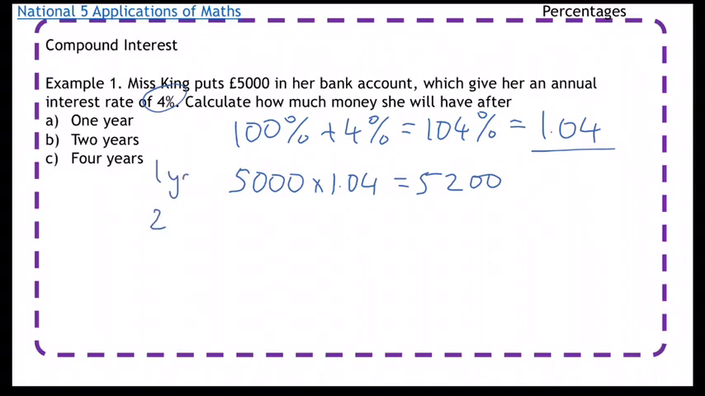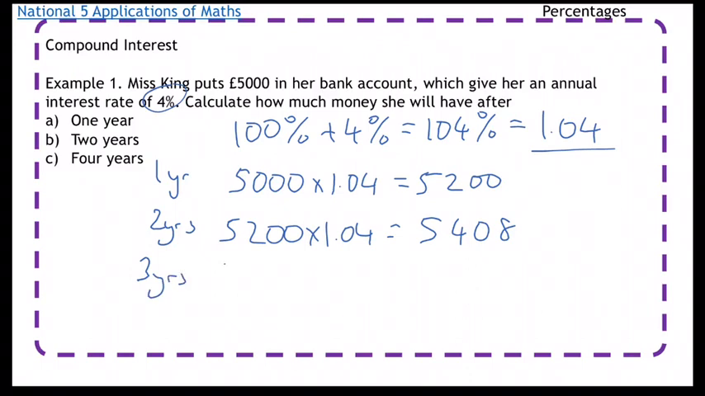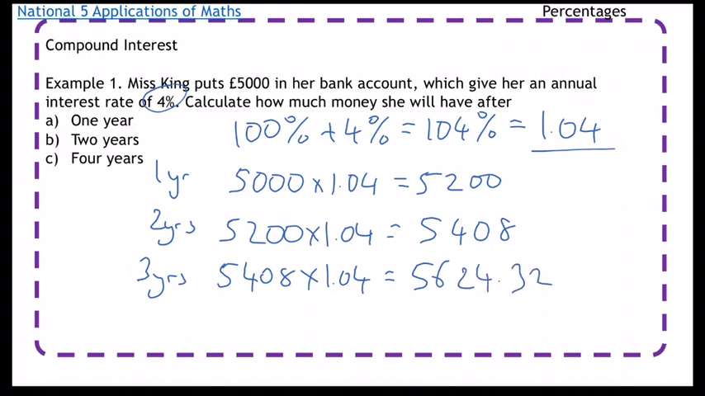For 2 years, I take the amount from the end of year 1 and times it by the same multiplier again, 1.04, and that gives me 5,408. Then for 3 years, same thing again: 5,408 times 1.04, which gives me £5,624.32.